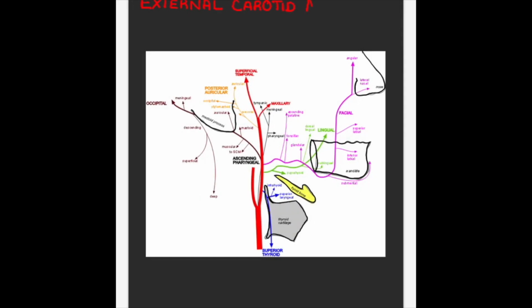Finally, let's talk about the external carotid artery. It is a branch of the common carotid artery. So the left and right common carotid arteries ascend up the neck, lateral to the trachea and the esophagus. They themselves do not give off any branches until they reach the region of C4, which you can also say is the level of the superior margin of the thyroid cartilage. At the level of C4, the carotid artery bifurcates into external and internal carotid arteries.